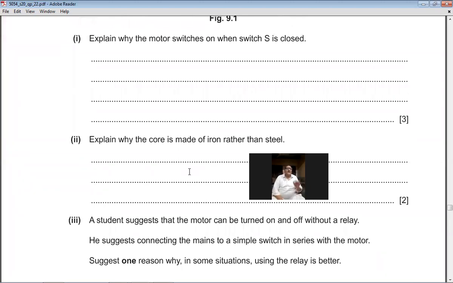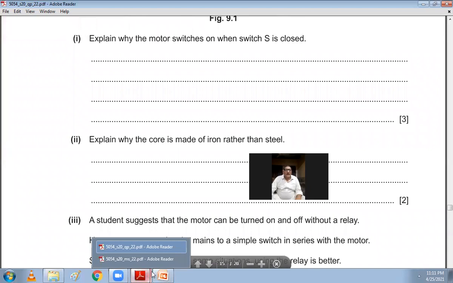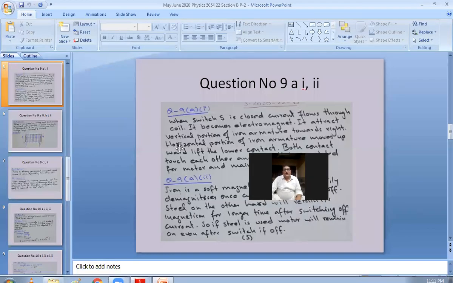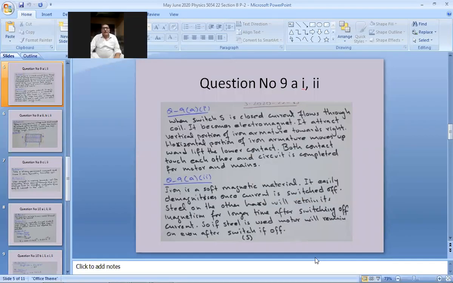It's a 2-mark question. Explain why the core is made of iron rather than steel. So we have to give this comparison here. Let me show you my answer. I have written this answer, and then we will see.